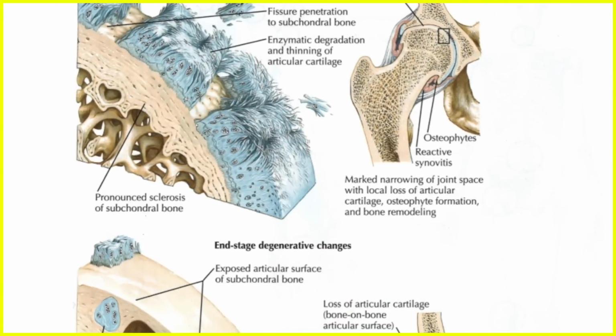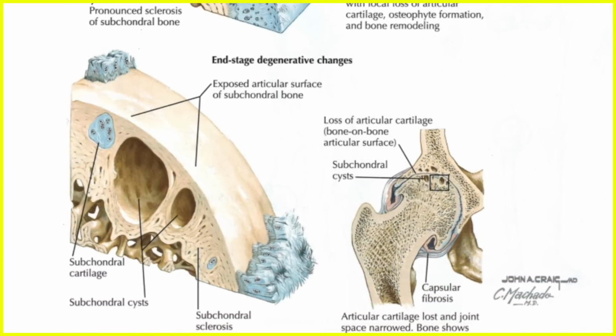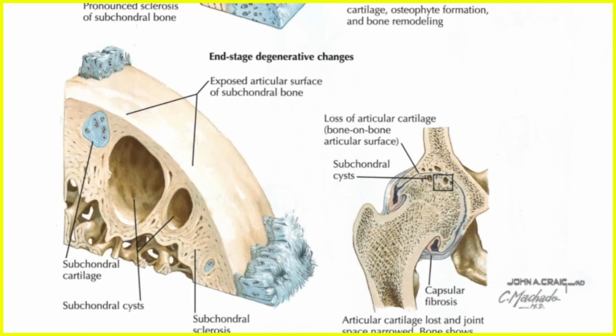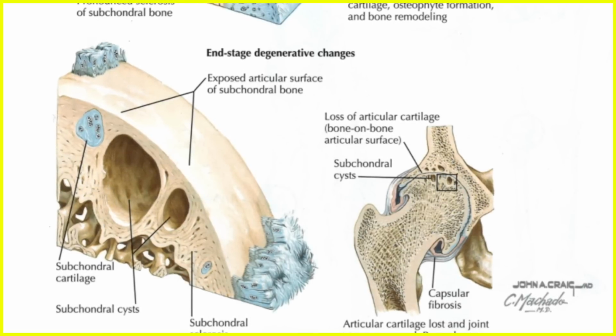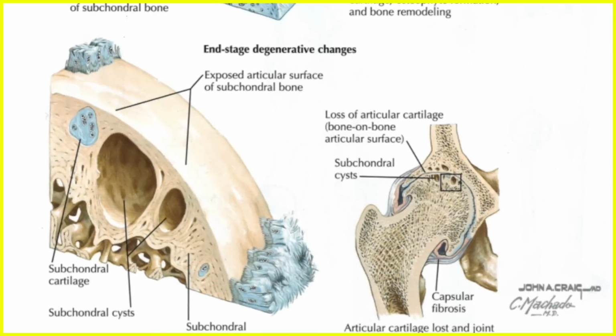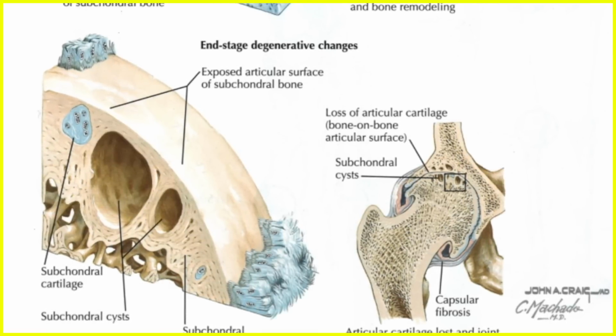And then the last picture is what we would refer to as end-stage arthritis. There's almost no cartilage left on the bones. The bone is starting to look all messed up with cysts in it, and there's almost no space in the joint anymore. So this is what people refer to as bone on bone.